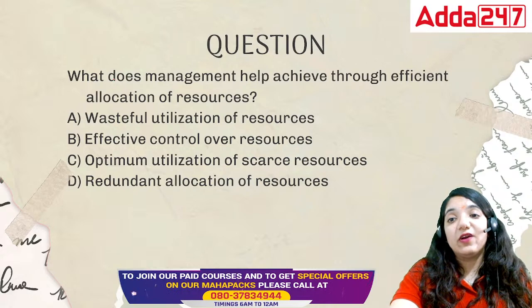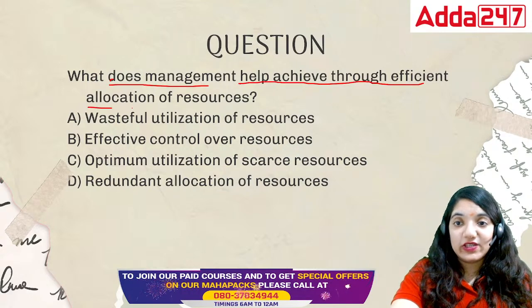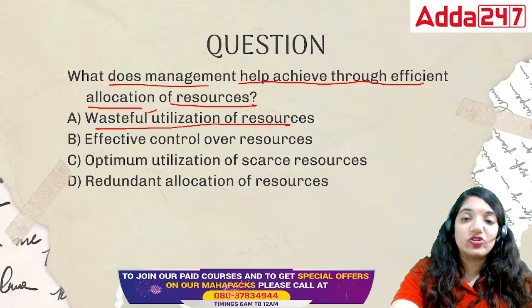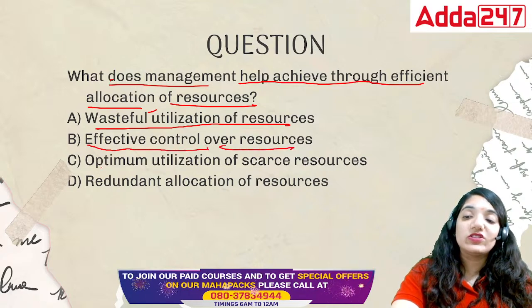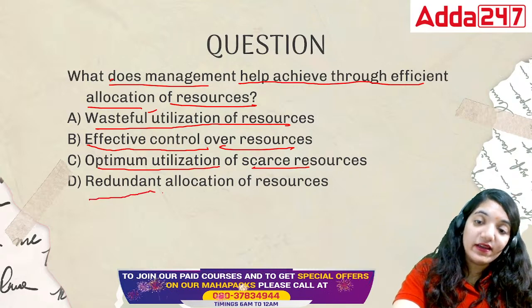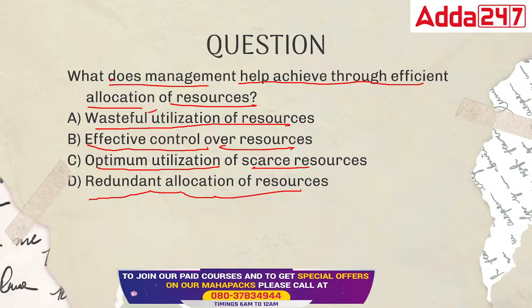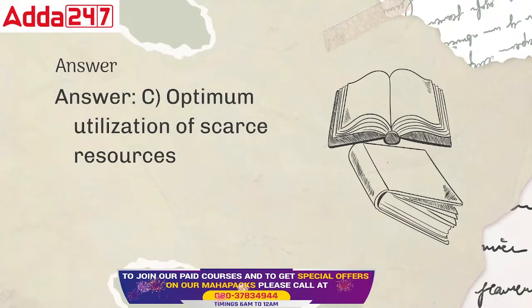Next question, everyone. What does management help achieve through efficient allocation of resources? Wasteful utilization of resources, effective control over resources, optimum utilization of scarce resources, or redundant allocation of the resources. In this case, what does the management help to achieve? Management is there just to make sure that whatever limited things you have, you make the best use of it. That is optimum utilization of the scarce resources, the resources which are limited in nature.